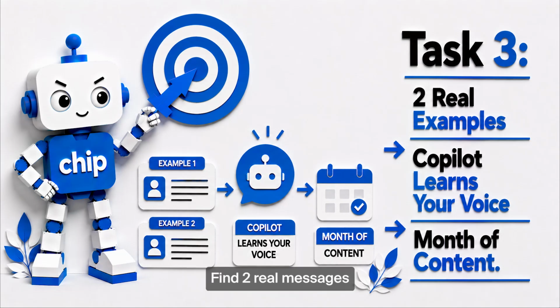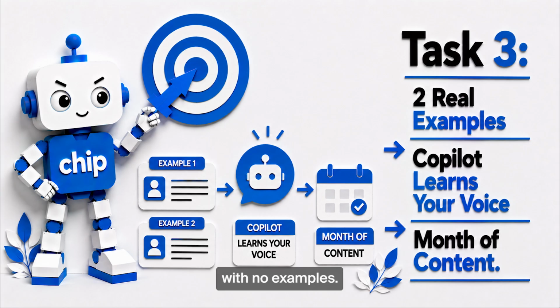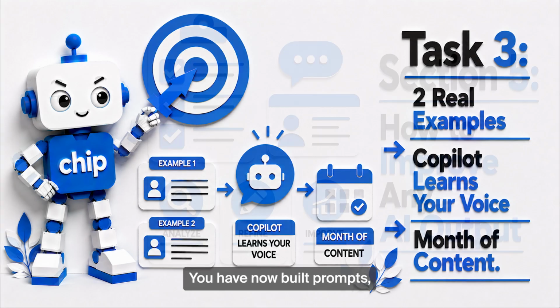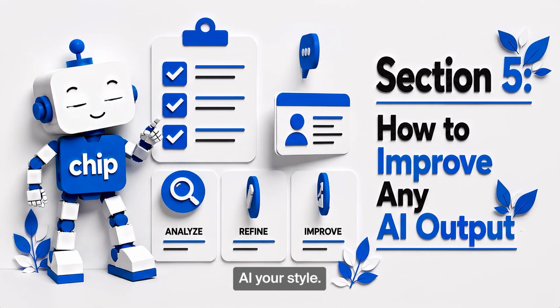Find 2 real messages or descriptions you have already written and were happy with. Open Copilot. Write your context. Paste your 2 examples with clear labels, example 1, example 2. Ask AI to write more in the same style. Read what comes back. Notice how much closer it sounds to your own voice compared to a prompt with no examples. You have now built prompts, made decisions, and taught AI your style.